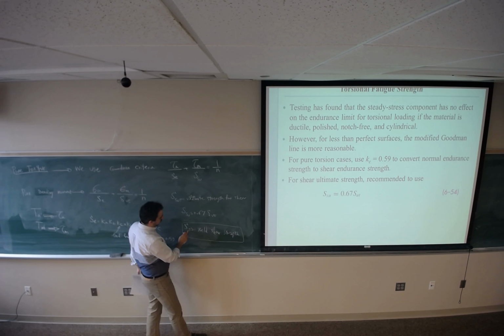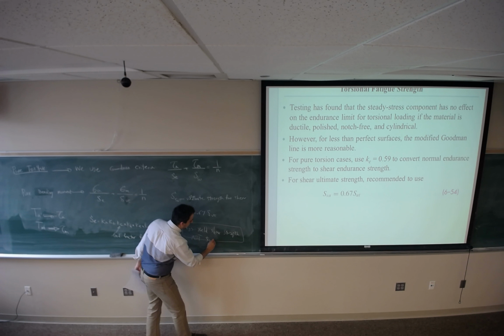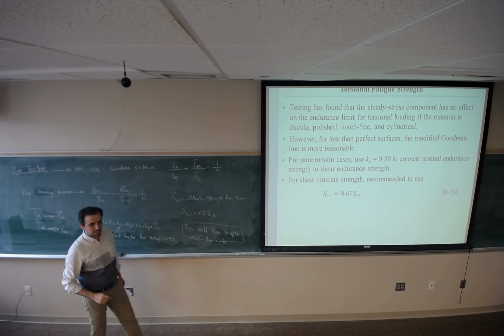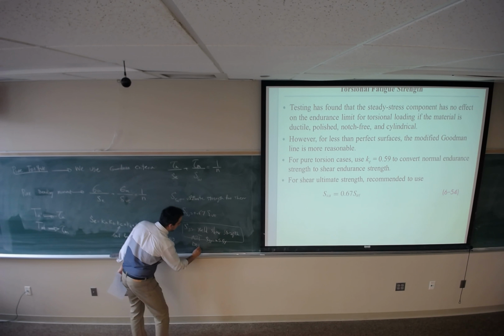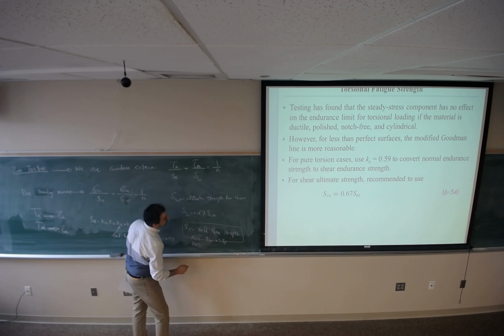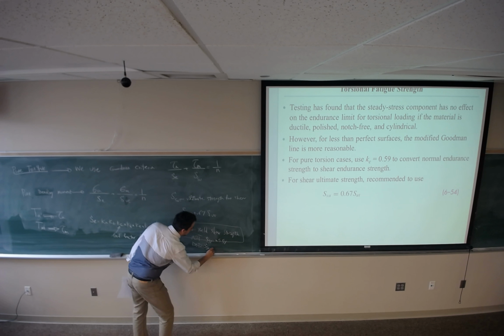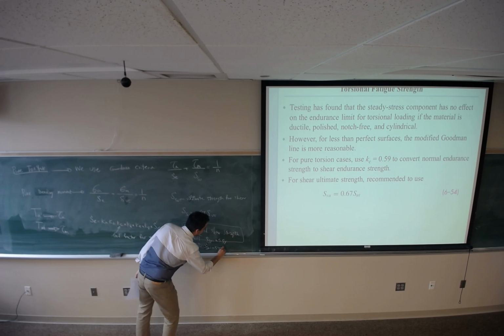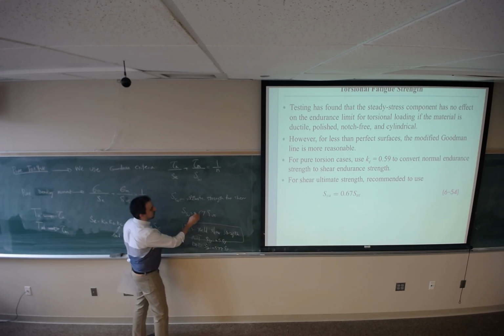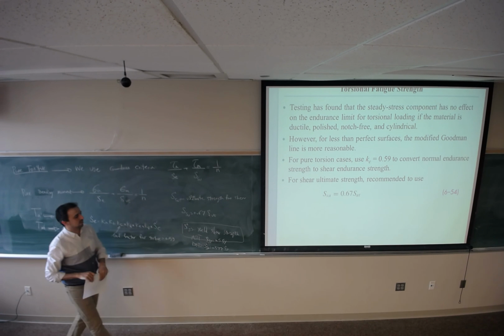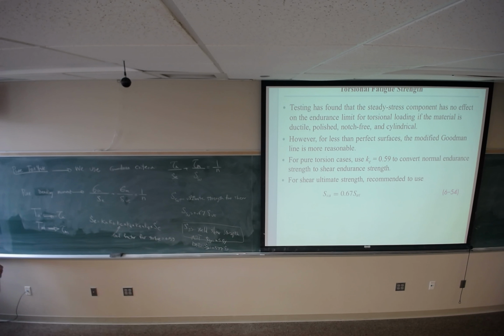For this one, if you remember, based on the maximum shear stress theory, SSY is half of SY. And for the distortion energy theory, SSY was 0.577 SY. But this is something different. This is ultimate strength, the ultimate strength for the shear. Any question about this before we move?